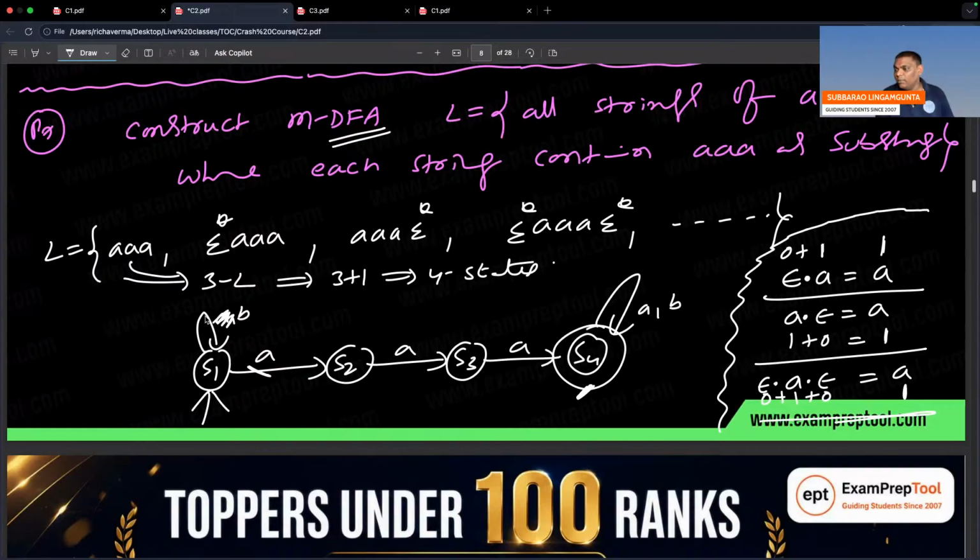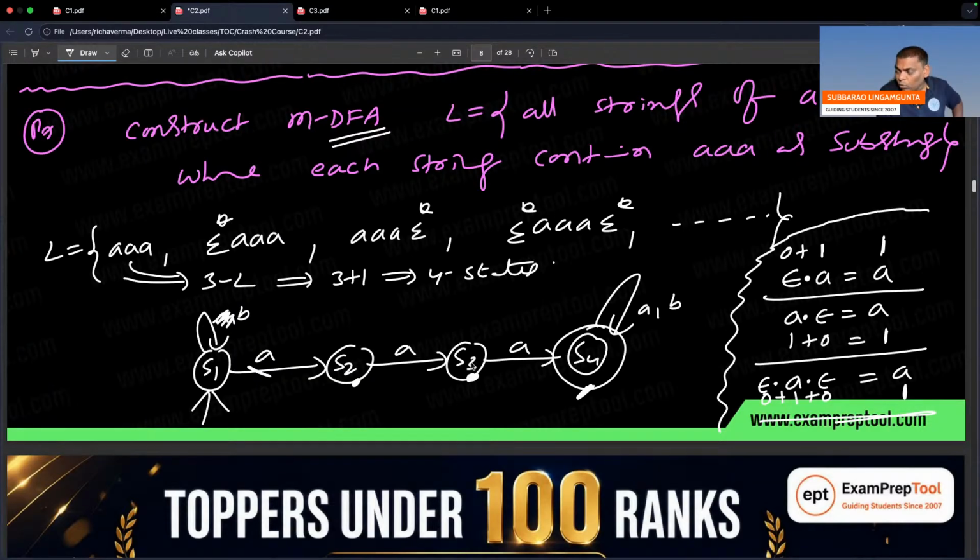S4 also, A and B covered. What about S2? What about S3? I have to cover them. Everyone understand: you came to S2 means in the AAA already 1 A came. You came to S3 means in the AAA already 2 A's came. You came to S4 means in the AAA already AAA came. After AAA, anything, no issue. So A comma B. Remember, if you come to S3, it means AA has already come.